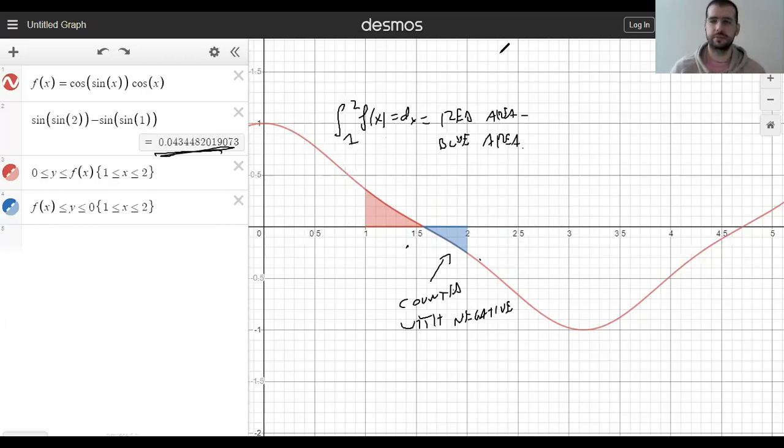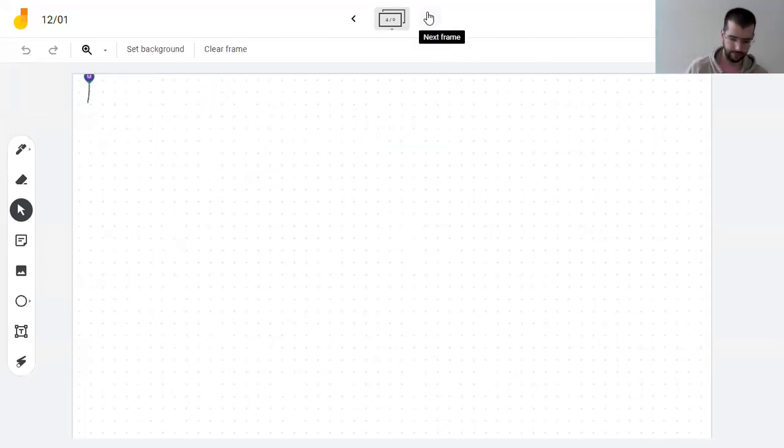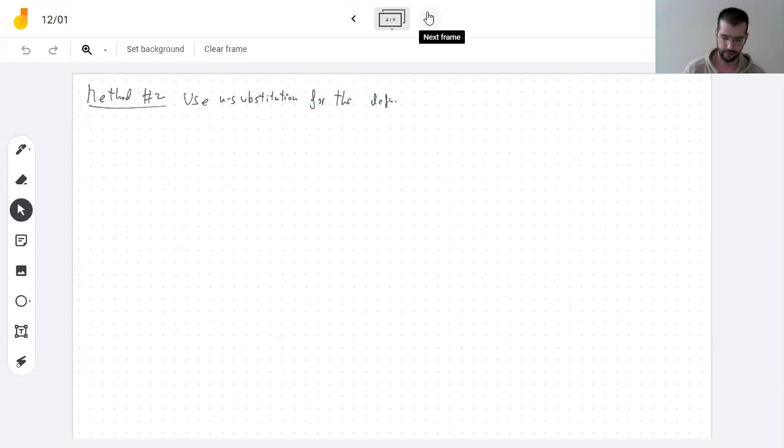But in this class, it's assumed you're capable of plugging in numbers into a calculator. That's kind of not the point anymore. Okay, so that's method number one. So method number two of doing exactly the same thing. You do substitution for the definite integral. And you change the bounds according to the substitution.